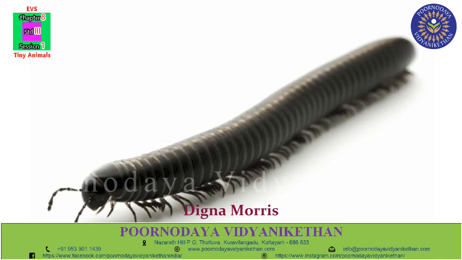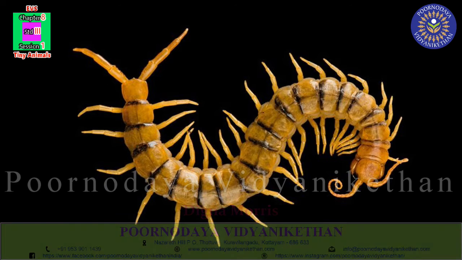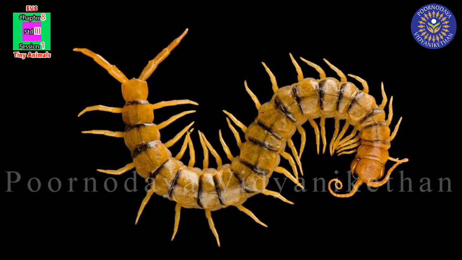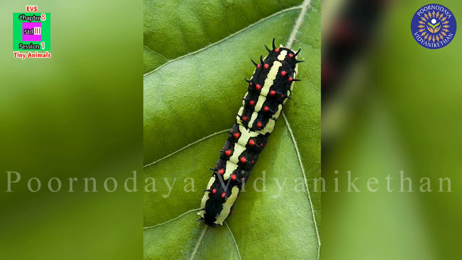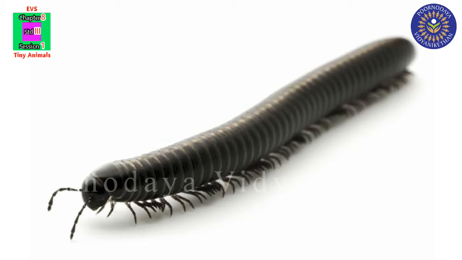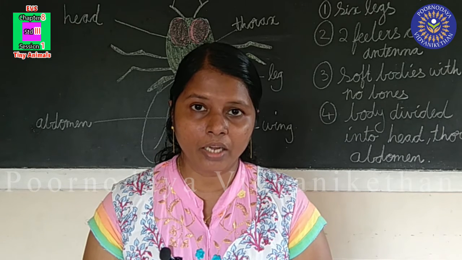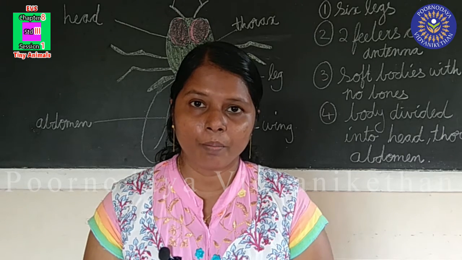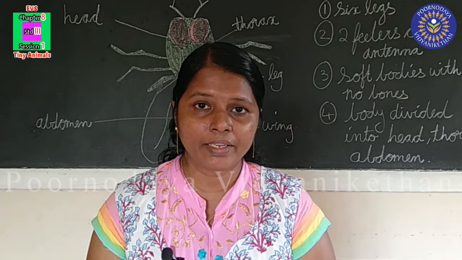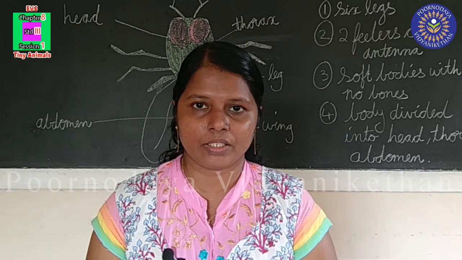Caterpillars, millipedes, centipedes. You can see them in the picture. Caterpillars, centipedes and millipedes are worms that have many legs. Caterpillars are the young ones of butterflies. They feed on leaves and live on plants.